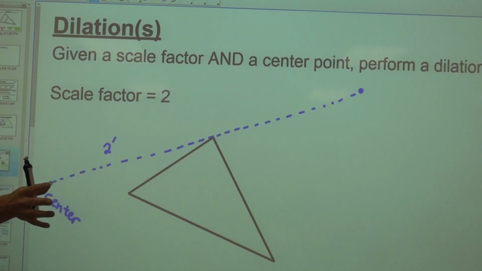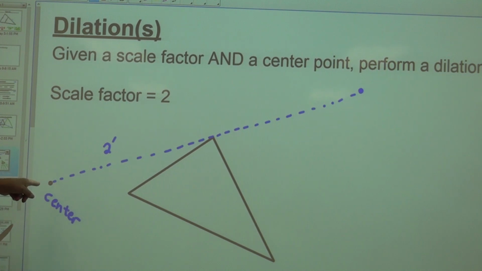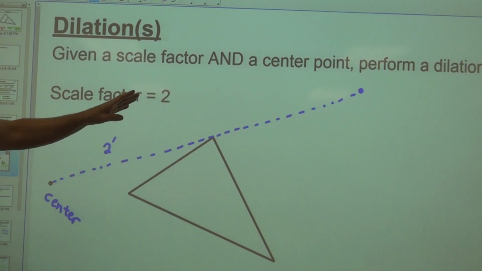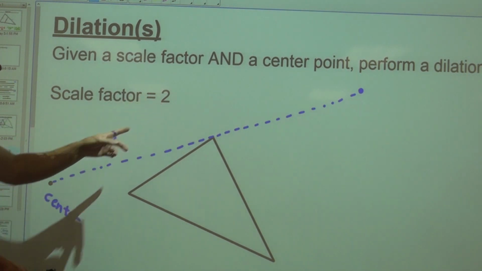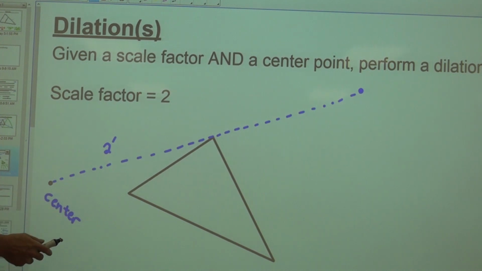I'm never measuring the black triangle. I'm measuring the distance from the center of the dilation. My scale factor is 2, so every distance is being doubled. If it was a half, well then I'd divide this distance by 2. Or technically we'd be multiplying by half, wouldn't we?